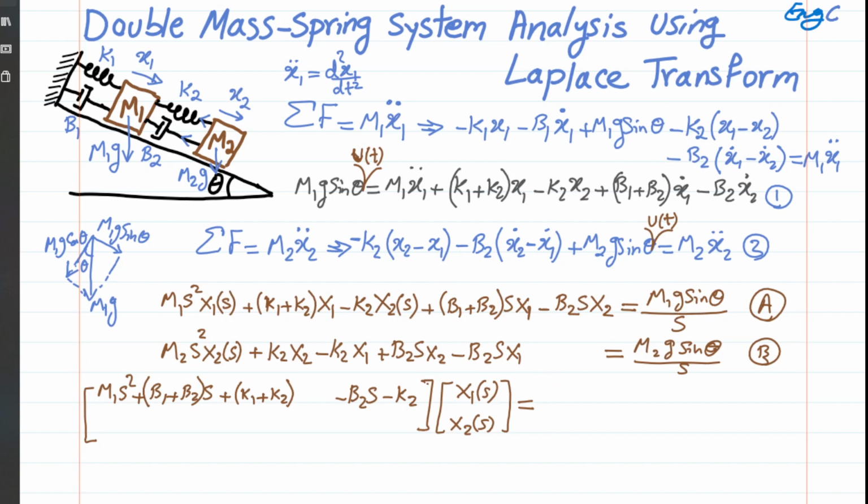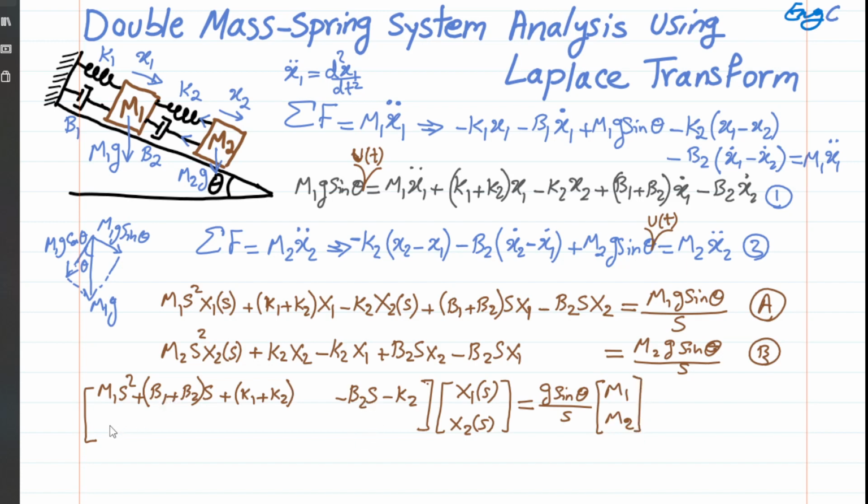I'm going to factor 1 over s from this whole thing. But if you like, we can factor it more than that. But maybe what I can factor is g sine theta over s times m1 and m2. So that's the other side.